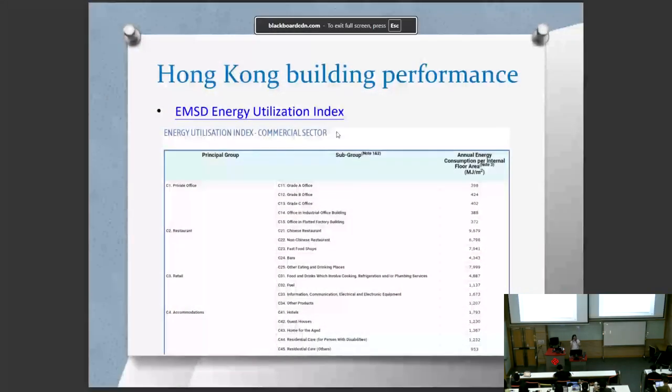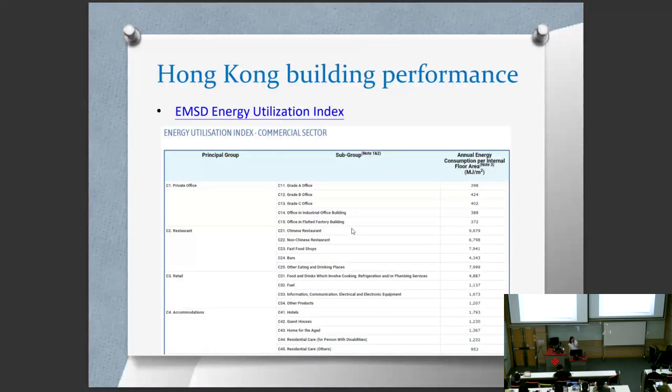So this is a table that I found from the EMSD website, and it is about the energy utilization index. And for different kinds of office, grade A, grade B, grade C, and then industrial office building, and restaurant, retail, and others. So these are the benchmarks, okay? Like for grade A office, the benchmark is around 400 megajoule per square meter. And this is based on the internal floor area, okay, for your reference.